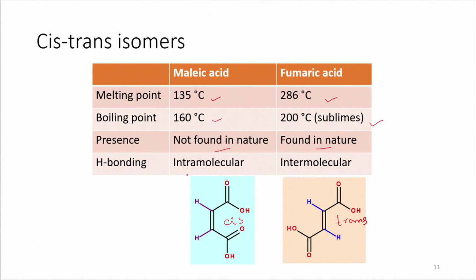And the cis isomer can form intramolecular hydrogen bonding. That means within the molecule itself, it can form hydrogen bonding. Whereas in the trans isomer, these two groups, the hydrogens, are far away from each other. So, they form intermolecular hydrogen bonding, that means with another molecule of the trans isomer. This is how cis and trans isomers have different physical and chemical properties.